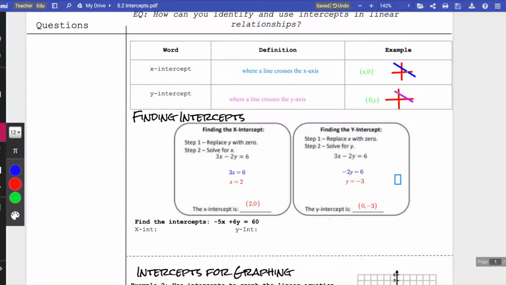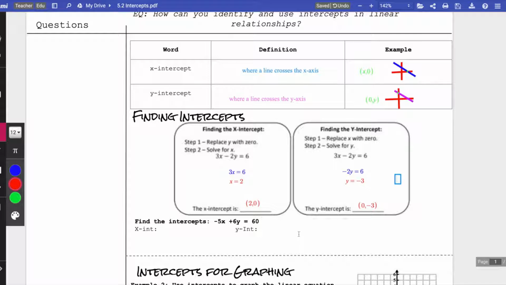So on this next one, we're going to just find the intercepts of negative 5x plus 6y equals 60. I encourage you to pause the video and see if you can solve it on your own. And if you can't, then you can just stay along with me. So pause the video, try to find the x-intercept and y-intercept, and then come back. All right, so if you paused the video, then you have the x-intercept and the y-intercept.